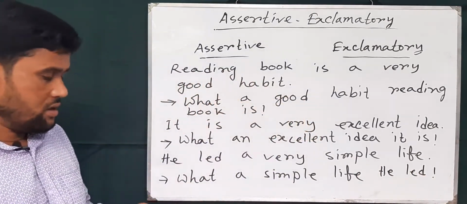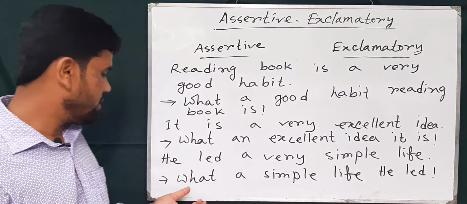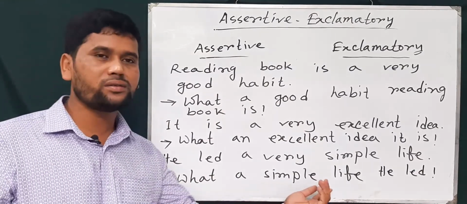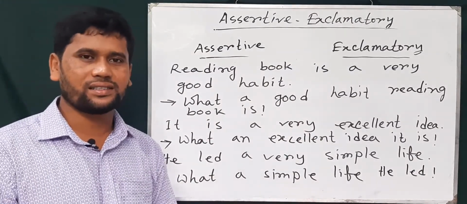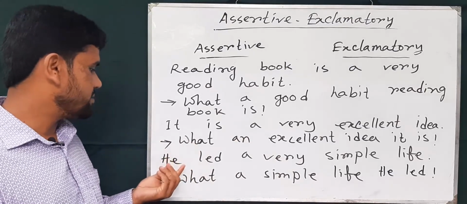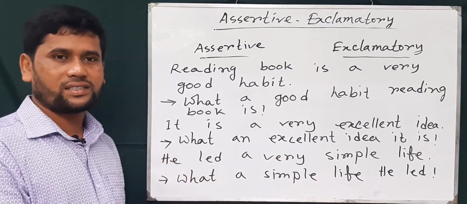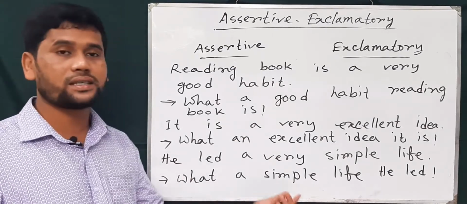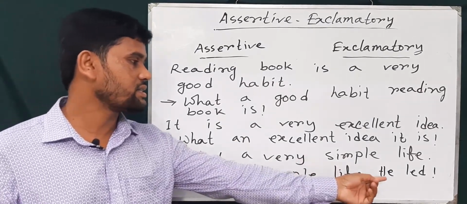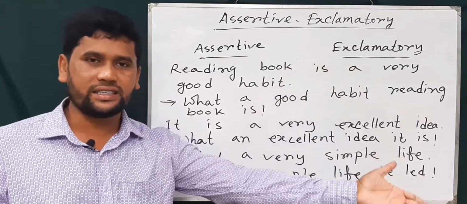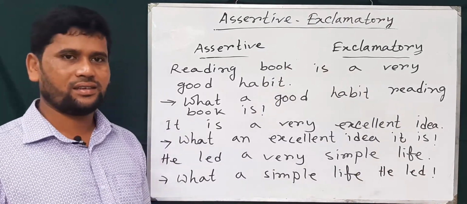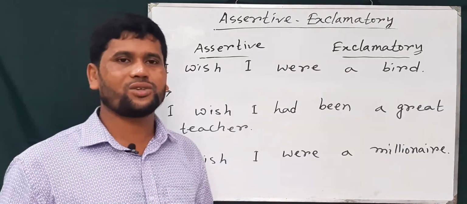So it's very clear what follows a noun, but how follows an adjective. In the assertive sentence we find subject and verb first, but in the exclamatory sentence we write subject and verb at the end of the sentence. So it's clear, my dear student.